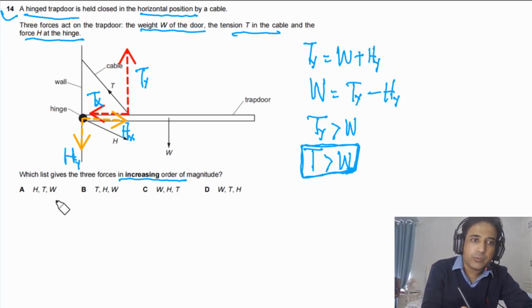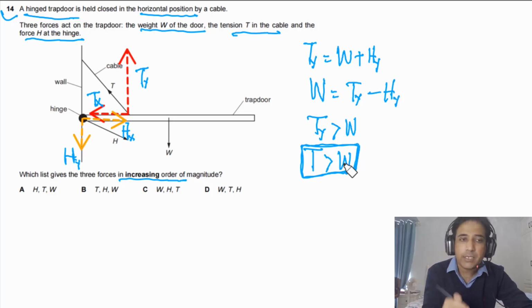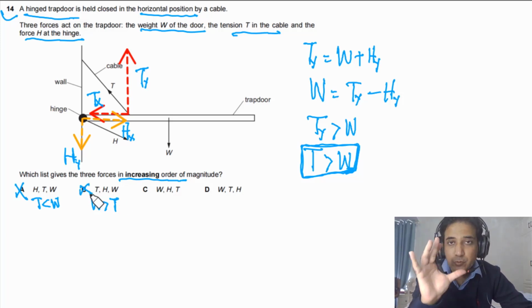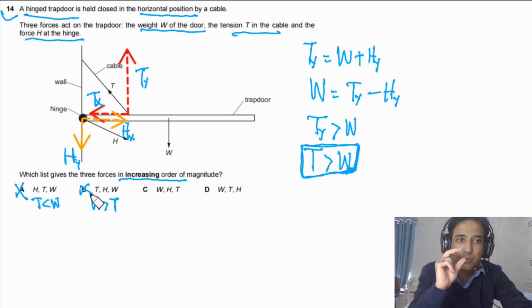Now if you look at the given options, T has to be greater than W, which means T has to be on the right side. This option is not on the right side, so this is telling us that T is smaller than W, so this is incorrect. And if you look at this option, this is also telling us that W is greater than T, so this is also incorrect. Now we have two options, C and D, so we need to compare H and W.